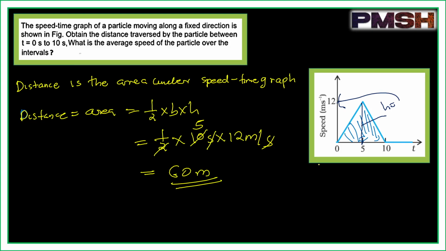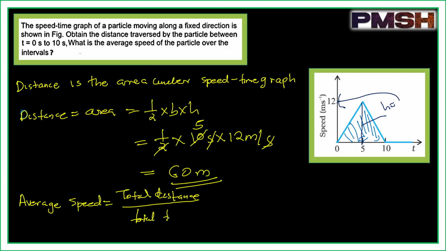Now the next question, what is the average speed of the particle over the interval? How to find the average speed? Average speed is nothing but total distance by total time. What is the total distance traveled between 0 second and 4 second?